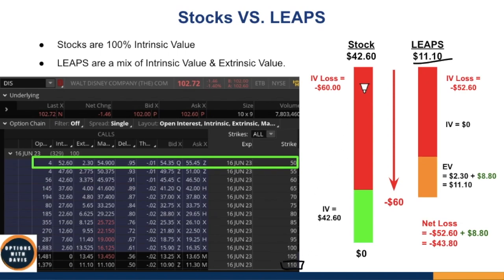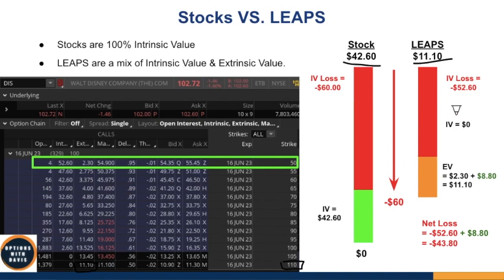That is because if the stock was to drop $60 and you bought a strike of $50, that means the stock right now is $42.60, your $50 strike will be out of the money. So it will be $60 down from this strike price. It will be down here, and again, all else being equal, you will see that the extrinsic value is still $11.10. There's still $11.10 left. It's not zero. So why is it that way?